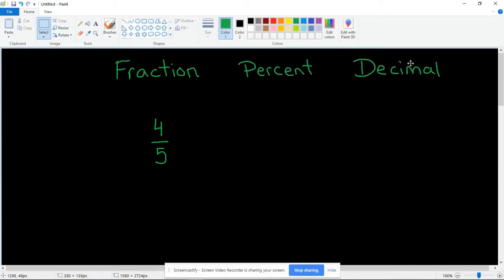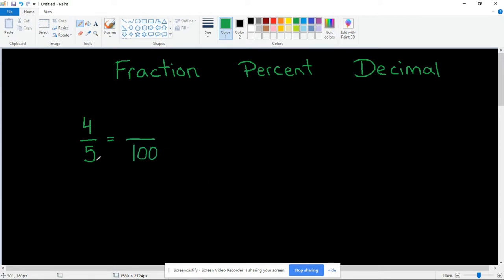Grace Kennedy. So notice that I've switched fraction, then percent, then decimal. 4/5, there's a couple ways to do this. You could do 4 divided by 5, long division, and that would get you your answer. But I think the easiest way is this. Take the 4/5 and you're going to try and make it into an equivalent fraction over 100.